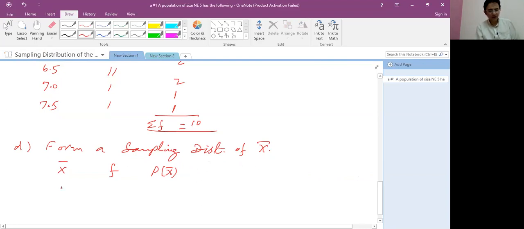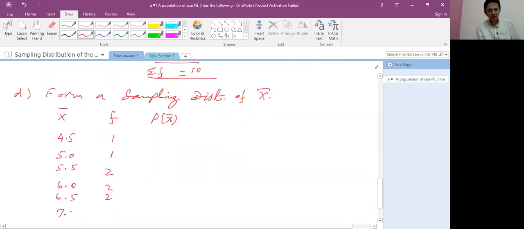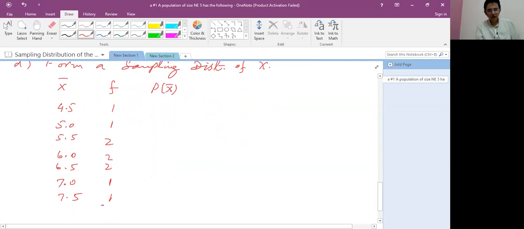So we write here x bar: 4.5, 5, 5.5, 6, 6.5, 7, and the last one is 7.5, with frequencies 1, 1, 2, 2, 2, 1, 1. So the sum of f is 10.